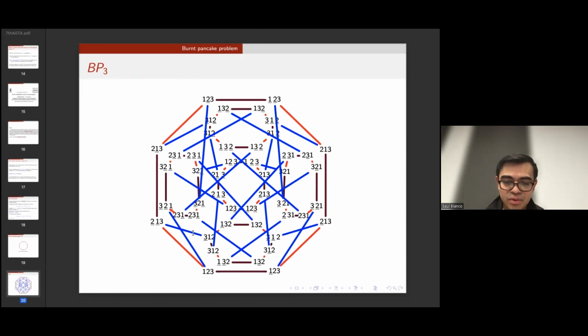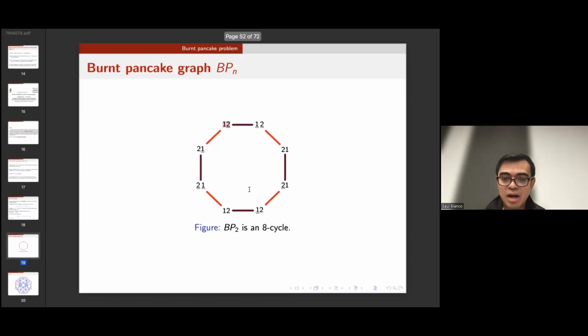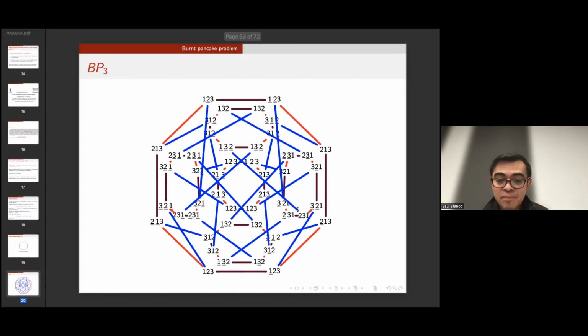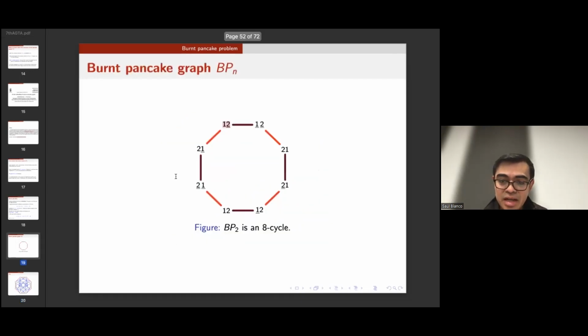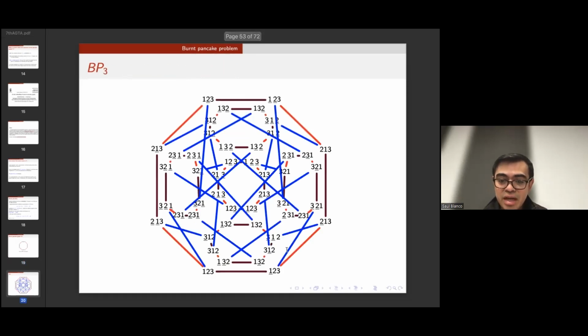It's a little difficult to draw some of these things because you want to exhibit a couple of different properties. In this particular case, we wanted to exhibit the hierarchical, recursive structure that I mentioned. If you leave the last pancake fixed, you can see copies of the graph with fewer pancakes. For example, you can see all of this. This again is an 8 cycle. You can see a whole bunch of 8 cycles here as well. There's one here that results from leaving just the last character fixed being 2.